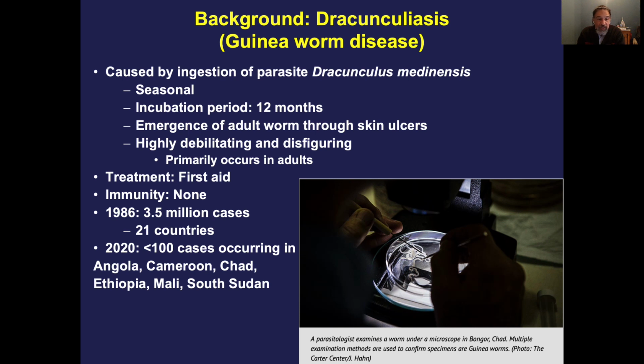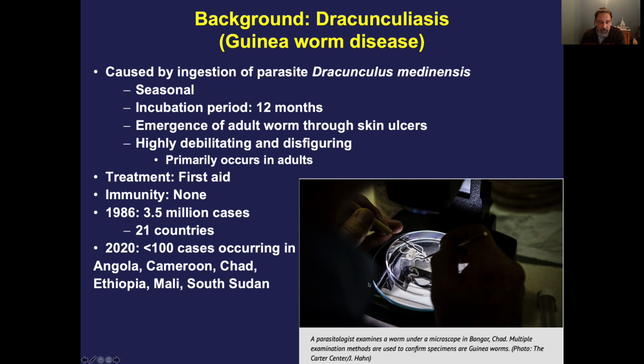It primarily occurs in adults, but there are also cases in children. The only treatment is first aid. There's no immunity that is developed after infection. This was a very common infection in 1986. There were about 3.5 million cases occurring worldwide in about 21 countries. But through disease control and eradication efforts, by 2020, there were less than 100 cases occurring around the world, and these were primarily in sub-Saharan Africa and in some of the more challenging places to work, for example, because of armed conflicts and things going on.